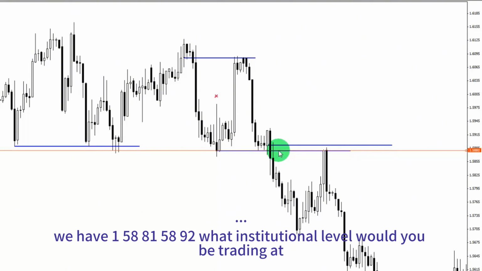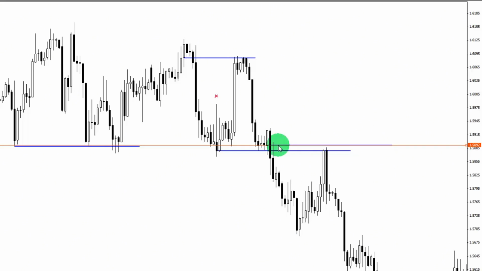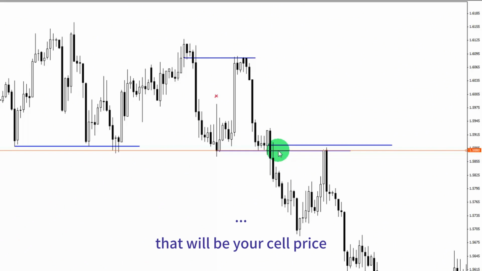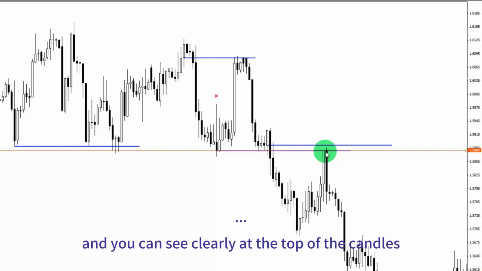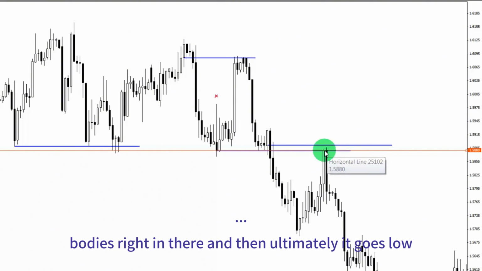We have 158.80, 158.92. What institutional level would you be trading at? 158.80. That would be your sell price. And you can see clearly that's the tops of the candles, bodies right in there. And then ultimately it goes lower.